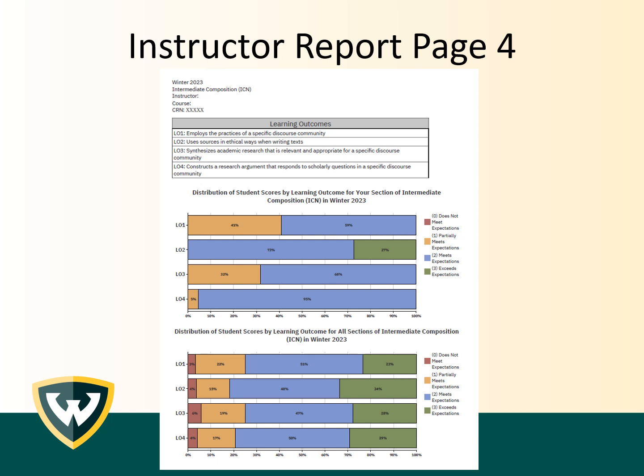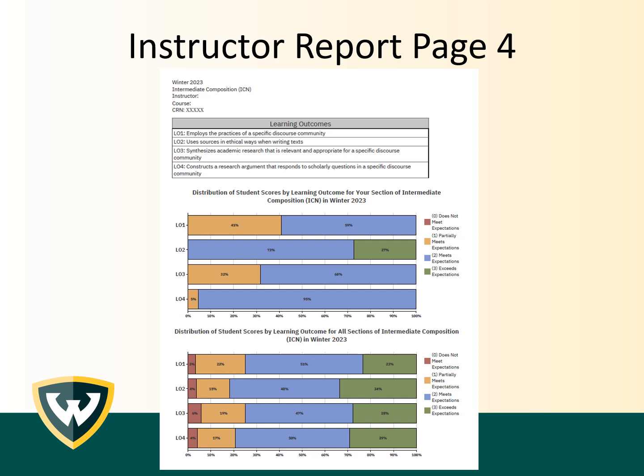We can then compare the data in the top figure to the data in the bottom figure to compare the assessment results for students in this course to all intermediate composition students in winter 2023. For learning outcome 1, the instructor of this course found that a similar percentage of students in the course met expectations at 59% compared to all other intermediate composition students that term at 52%.